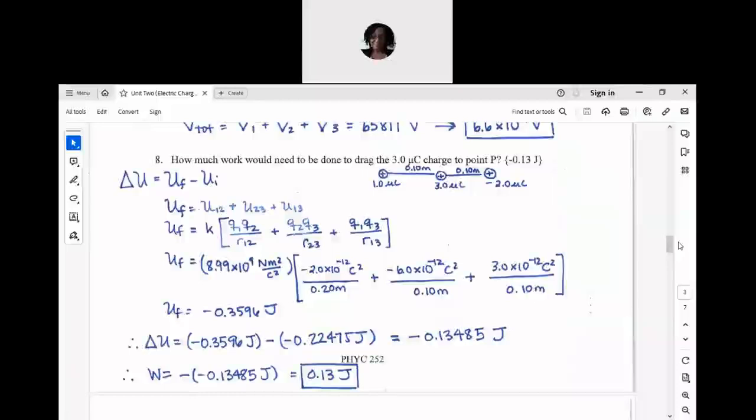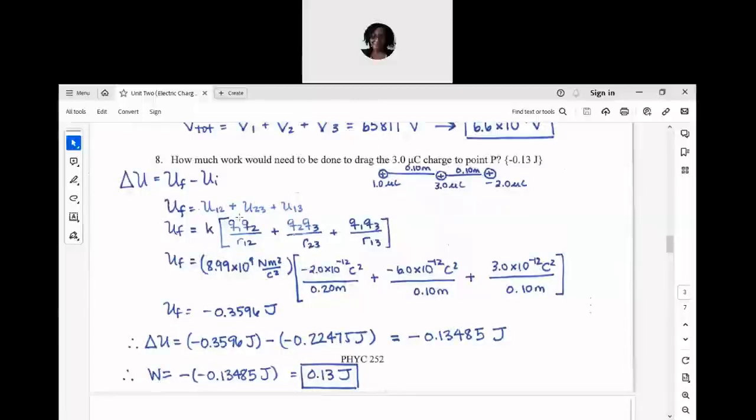So for 8, the amount of work that would need to be done to move the 3 microcoulomb point charge to point P. So for them to be in a line instead of an equilateral triangle, all I would need to do is determine the potential energy of the original orientation of the original system of point charges, which we already know, and I can compare that to the electric potential energy of the new arrangement of charges, where the 3.0 microcoulomb charge is right in between the positive 1 and the negative 2.